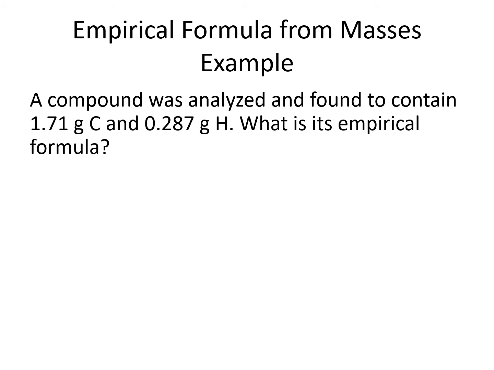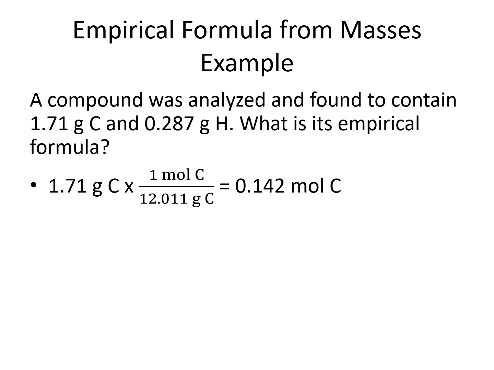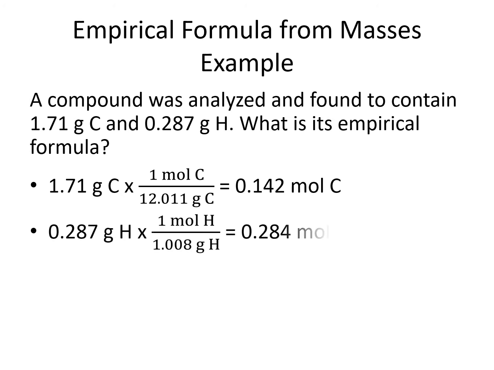So here's an example calculating an empirical formula based on some masses. We found in the lab that we had 1.71 grams of carbon and 0.287 grams of hydrogen, and we want to use that to find the empirical formula. So first we're going to take our grams and convert them into moles. So we'll take our 1.71 grams of carbon, divide by the molar mass of carbon to get moles of carbon. Then we take our 0.287 grams of hydrogen, divide by the molar mass of hydrogen, which is 1.008, and we come out with 0.284 moles of hydrogen.